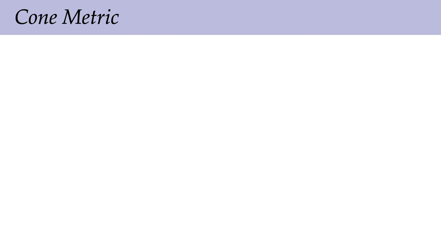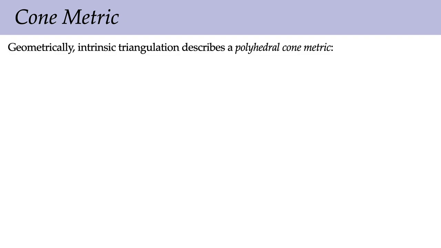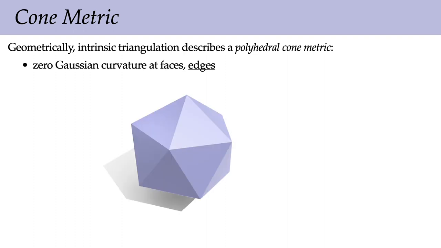A really important perspective, though, when we're thinking about intrinsic geometry, is to say, well, what actually do we know about the shape? Right? So geometrically, an intrinsic triangulation describes what's called a polyhedral cone metric. What that means is that it has zero curvature at faces and also at edges. If I look at an edge, well, it looks sharp and creased, but actually I could take the two triangles at an edge and I could unfold them into the plane without any distortion. So there's really not any real curvature there.